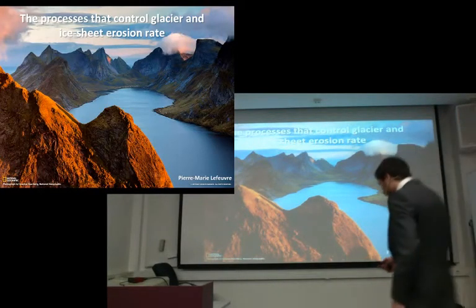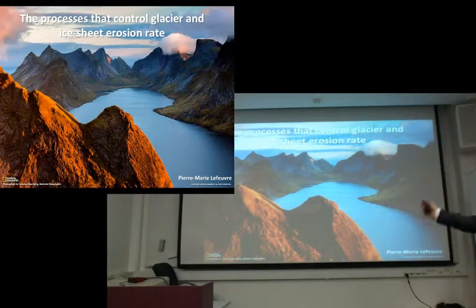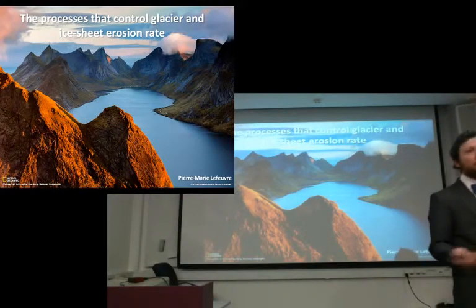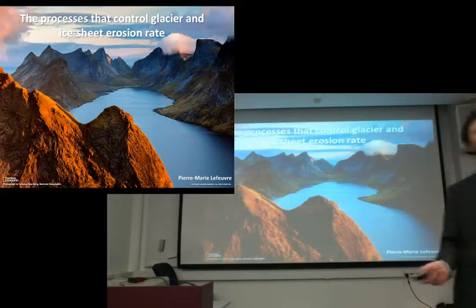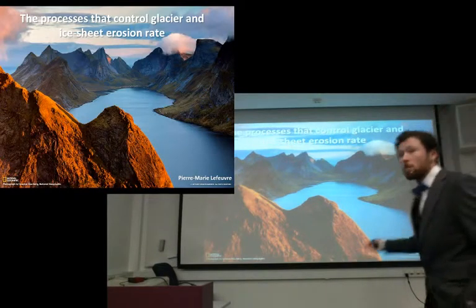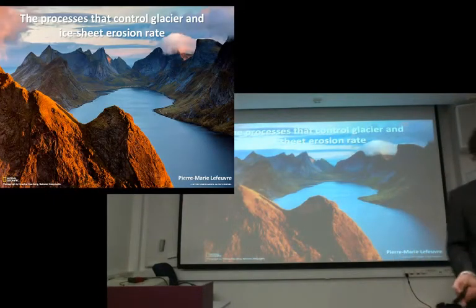So, I was given this topic for my trial lecture, the processes that control glacier and ice sheet erosion rates. And today we're going to explore a bit of the Norwegian landscape and why we have in Norway these very nice U-shaped valleys, and what has happened to this area is caused by glacier erosion.